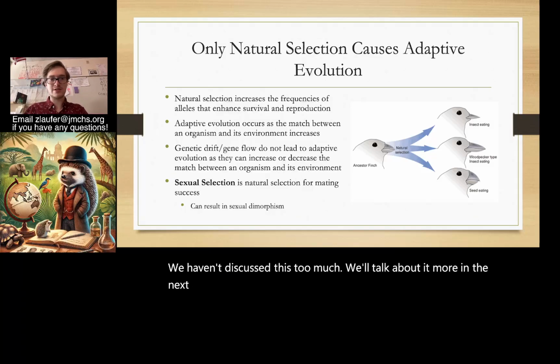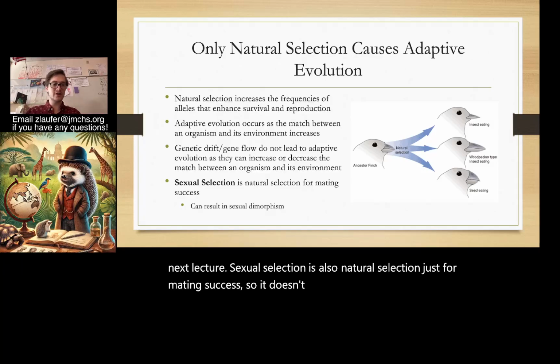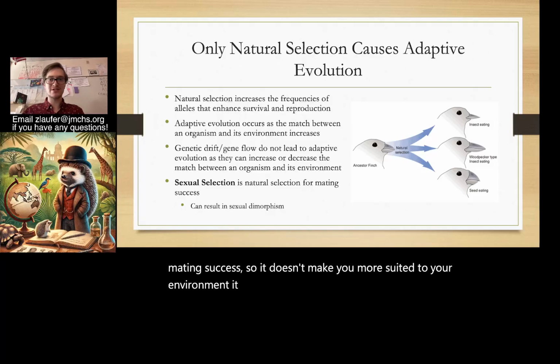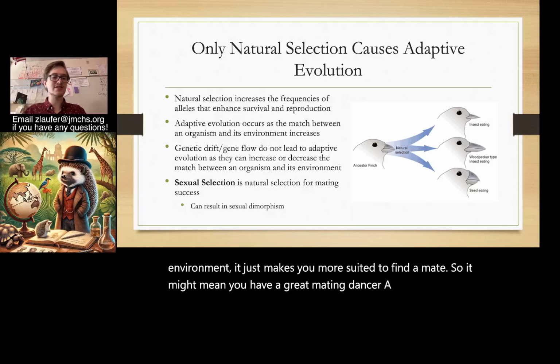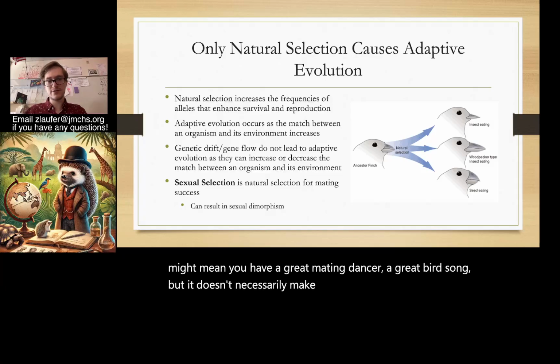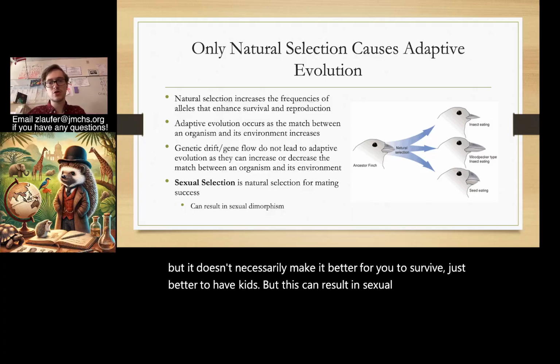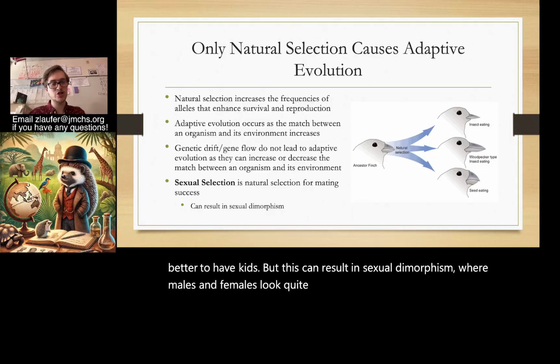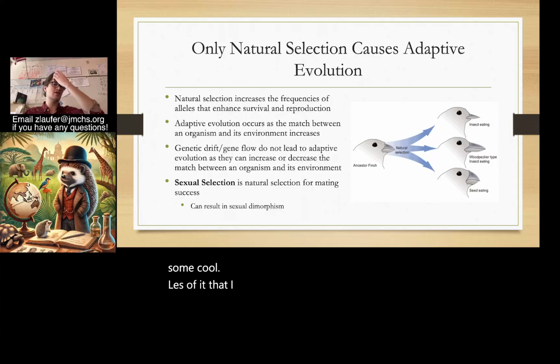Sexual selection is also natural selection, just for mating success. So it doesn't make you more suited to your environment. It just makes you more suited to find a mate. So it might mean you have a great mating dance or a great bird song, but it doesn't necessarily make it better for you to survive, just better to have kids. But this can result in sexual dimorphism, where males and females look quite different from each other. There are some cool examples of it that I will hopefully remember to talk about in class.